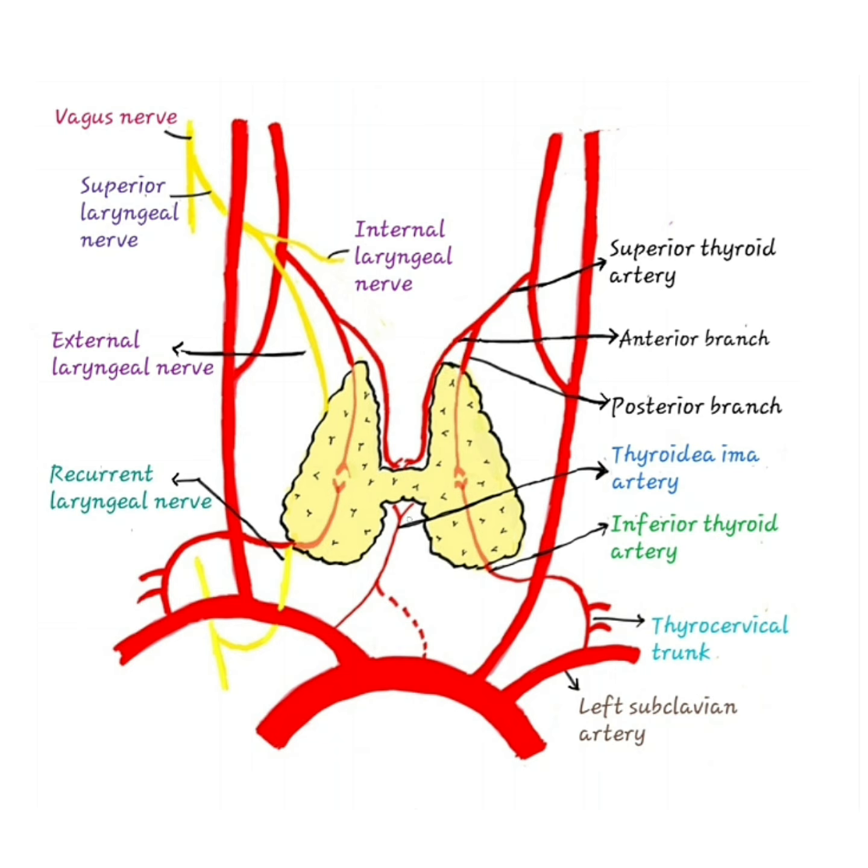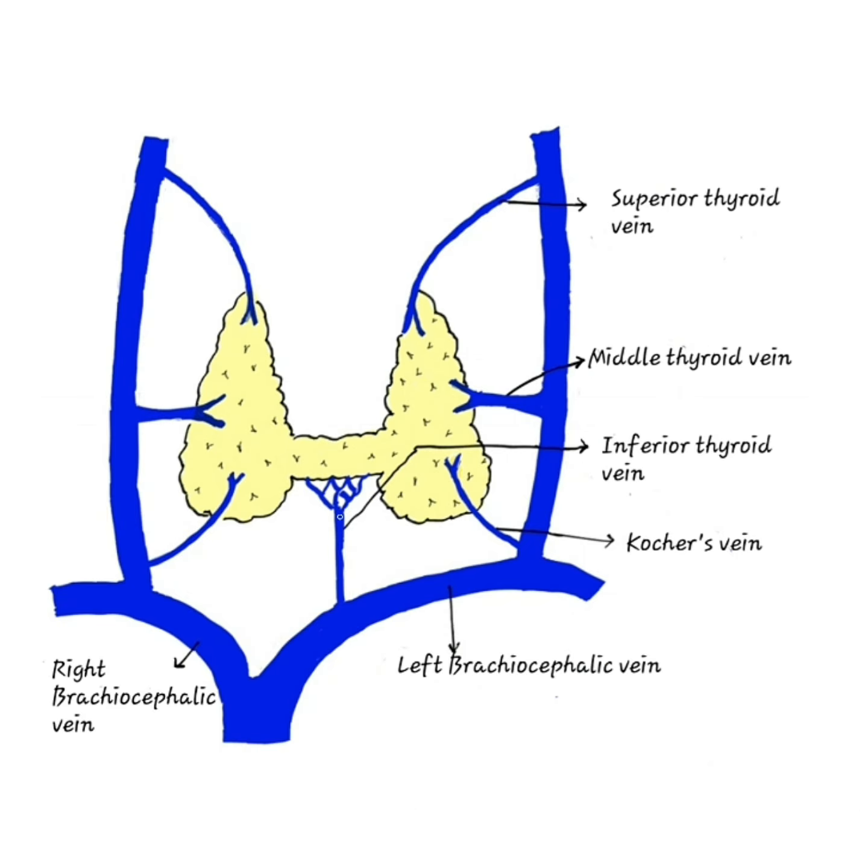Inferior border, along the inferior border, thyroidea ima artery enters and inferior thyroid vein emerges. Thyroidea ima artery, it enters through inferior border of the isthmus. Inferior thyroid vein, it emerges through inferior border of the isthmus.